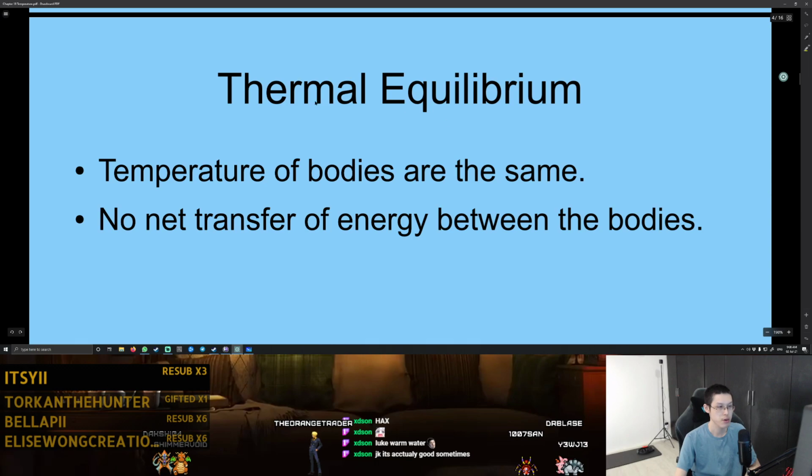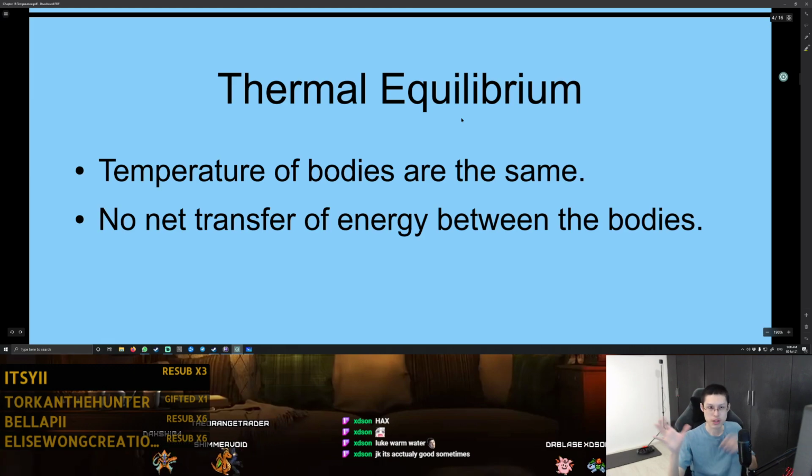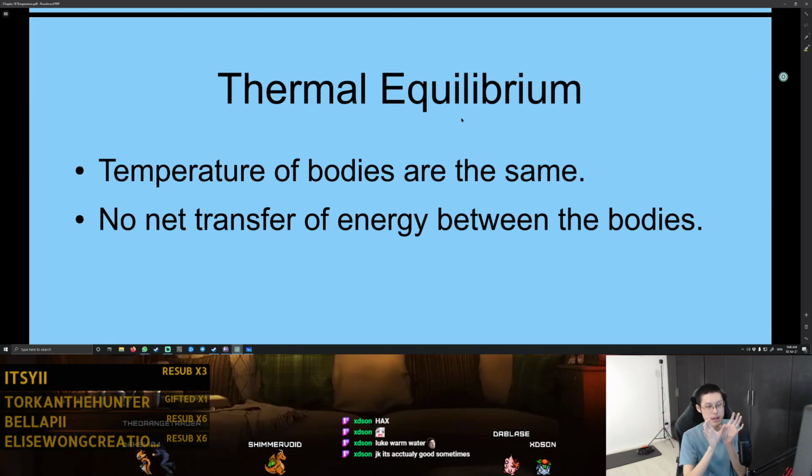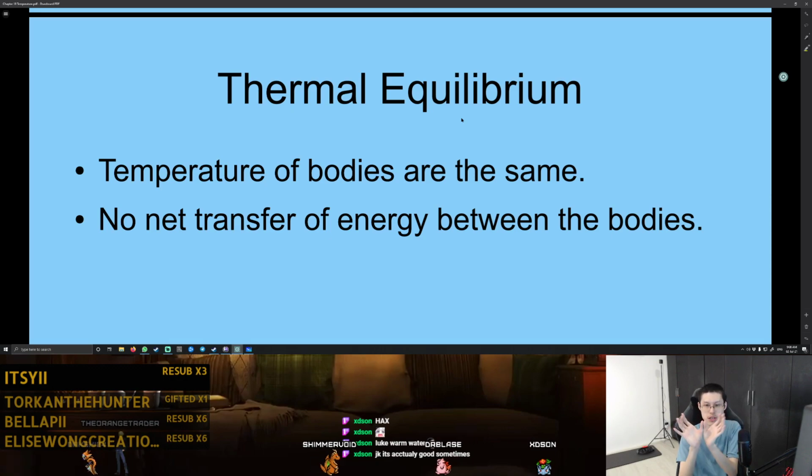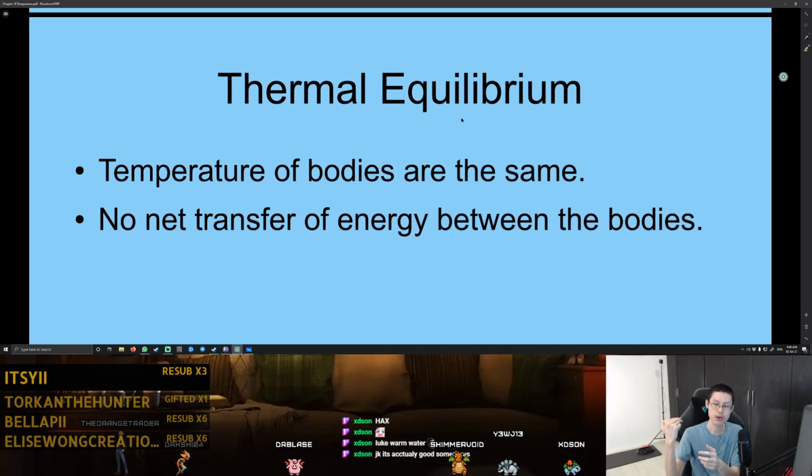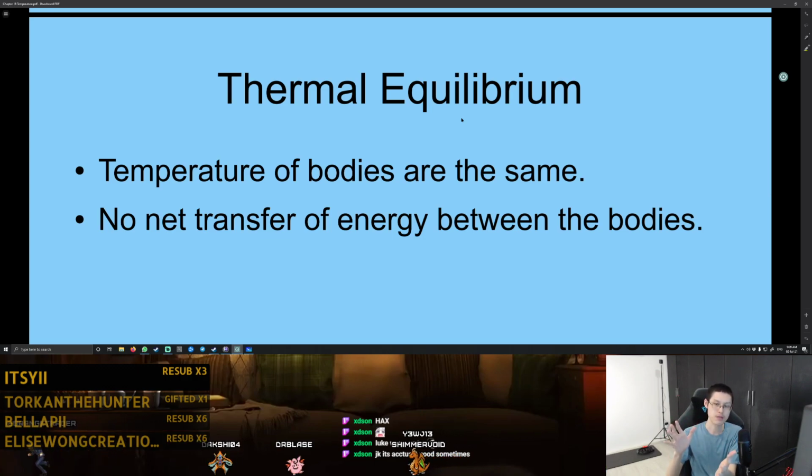Okay, so next up we're going to talk about thermal equilibrium. Thermal equilibrium is what happens when you put two bodies in close contact with one another. Let's say a warmer body and a colder body, you put them together, there's going to be some heat transfer from the hot body to the cold body. Eventually you get to a point where the heat transfer becomes zero, and that's when the temperatures of the bodies become the same.